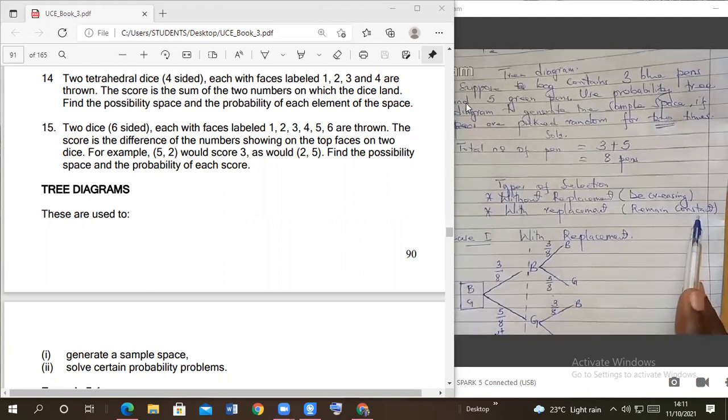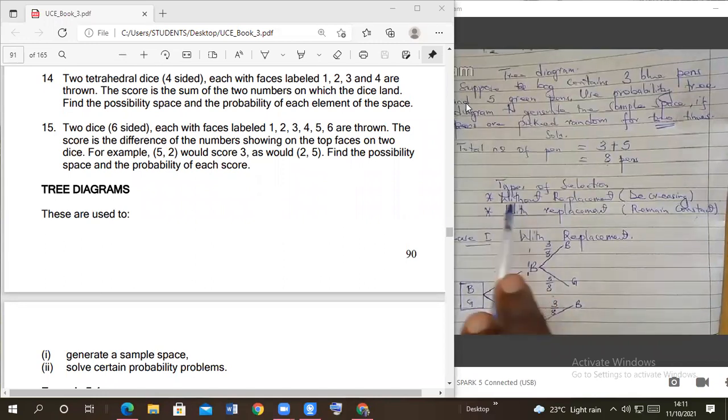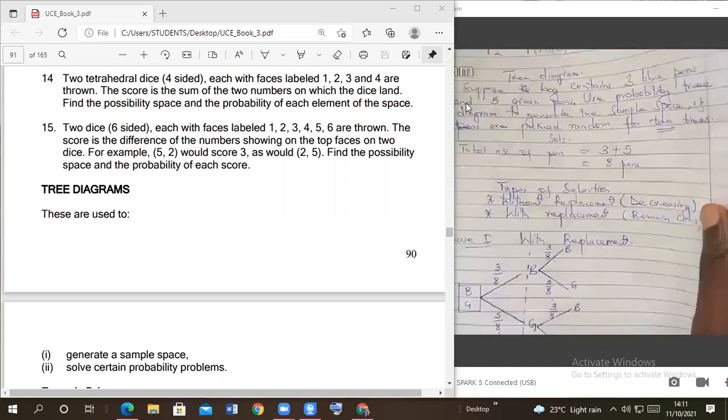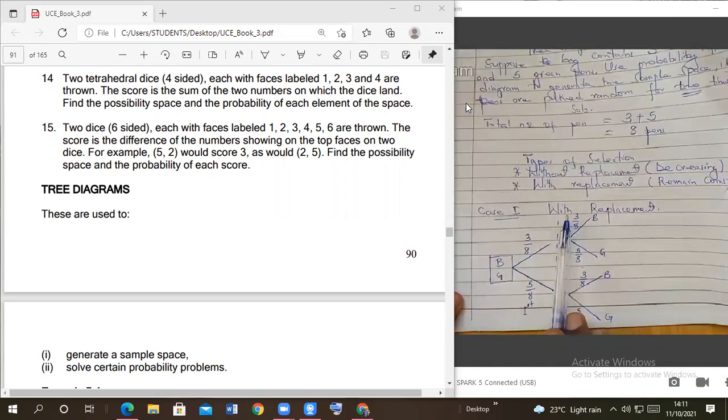remain constant. But if you are picking one at a time, you pick one, you put it aside, which means the number of items keeps on reducing or keeps on decreasing. That one we call it picking without replacement. And now we were looking at the first case. We are saying, take for example, we are taking with replacement, which means you pick, you take it back, which means the number of items in that particular container will remain the same. But how do we use now a probability tree diagram to generate the sample space or to generate the possible outcomes?